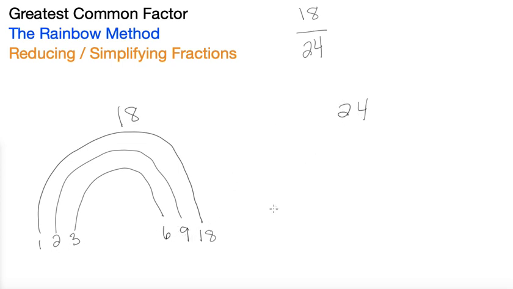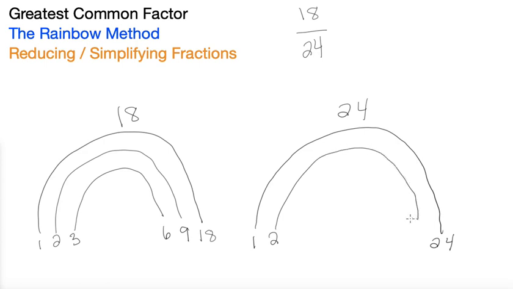Now we must do the same thing for 24. So just like with 18, we start with our outermost rainbow, and it's always going to be 1 times the number itself, because 1 times 24 equals 24. And then I have to find the factors within. Does 2 times something equal 24? Yes. 2 times 12 equals 24. Does 3 times something equal 24? Yes. 3 times 8 equals 24. Does 4 times something equal 24? Yes. 4 times 6 equals 24. And the only number left to evaluate is 5, because we've covered everything else, and 5 times nothing equals 24, so we're done.